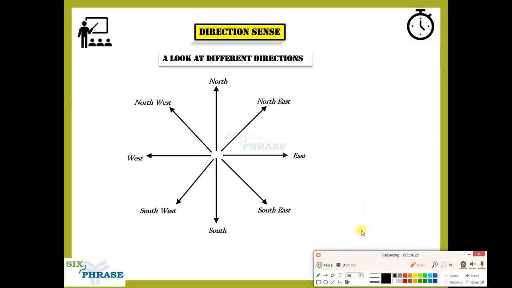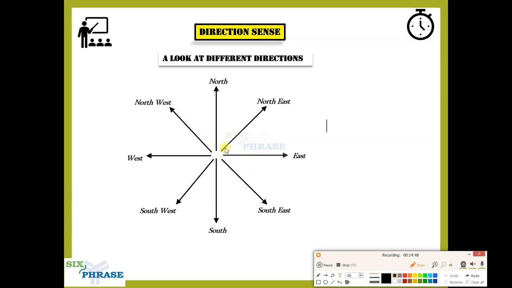I just want to give you a final look at all the directions, guys. Make sure that you have a final look here. So this is north, this is east, this is south, this is west. The directions between north and east is northeast, and then southeast, southwest and northwest.